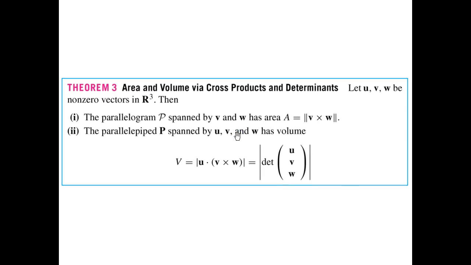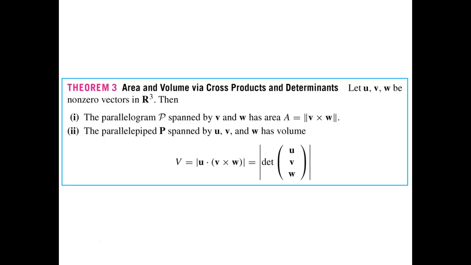Okay. The area and volume via cross products and determinants. If U, V, and W are non-zero vectors in R3, just like we've had them being, the parallelogram P spanned by V and W, the last two there, that forms a plane, and the parallelogram in the plane has an area of magnitude of V cross W. Done. We did that before. We showed the geometry of that.